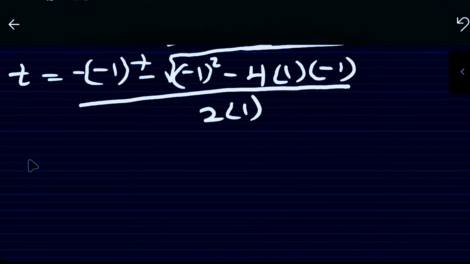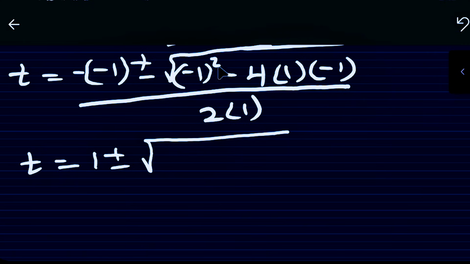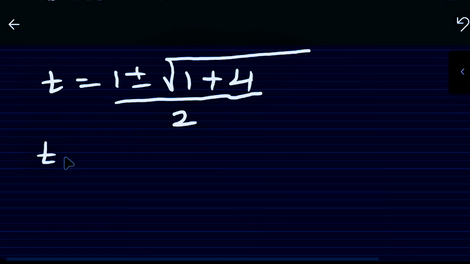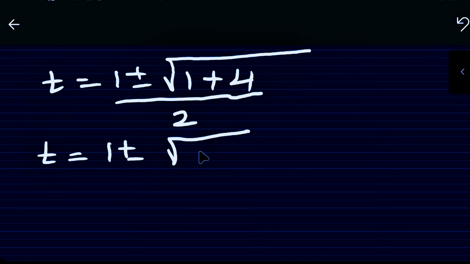Okay, so from here we have t equal to minus times minus is plus, so we have positive 1 plus or minus square root of minus 1 squared is positive 1. Minus 4 multiplied by 1 is minus 4. Minus 4 multiplied by minus 1 is positive 4. Okay, then we'll divide everything by 2 multiplied by 1 is 2. So this is what we have here. So t here will be equal to 1 plus or minus square root of 1 plus 4 equals 5. Then we'll divide everything by 2.